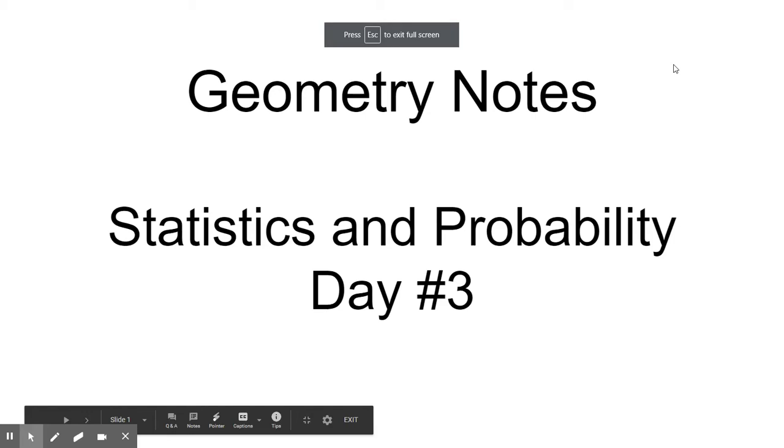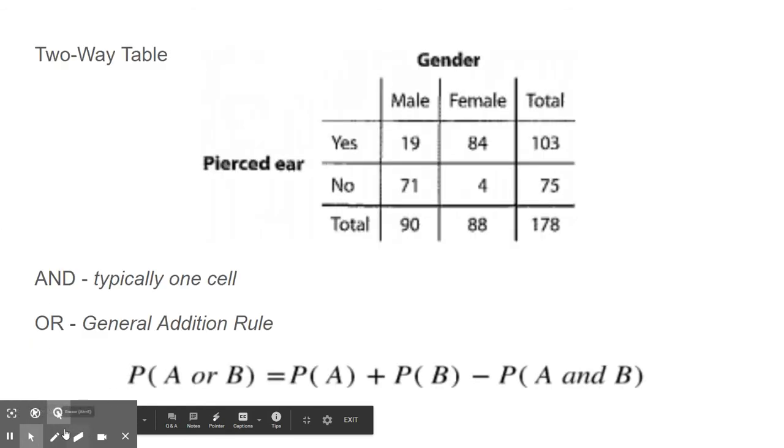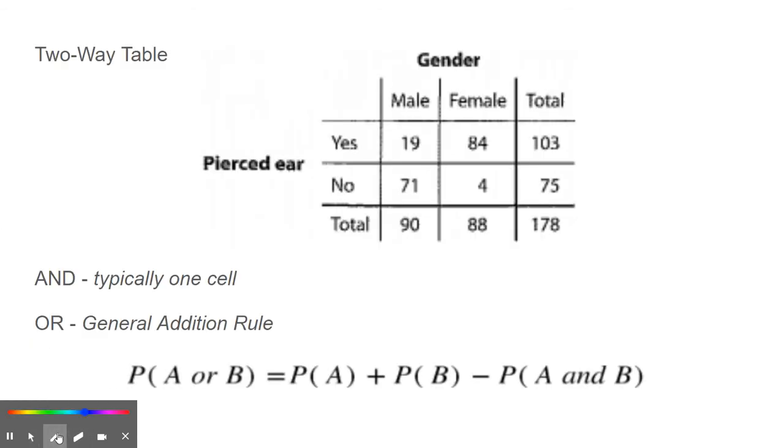Hi, Geometry, day 3 of statistics and probability, and we're going to focus a lot on two-way tables today, all right? So again, in a two-way table, remember that each cell represents a group of people that have two characteristics. So again, these 19 are males who do have pierced ears, these 84 are females who do have pierced ears, and then you have the totals, right?